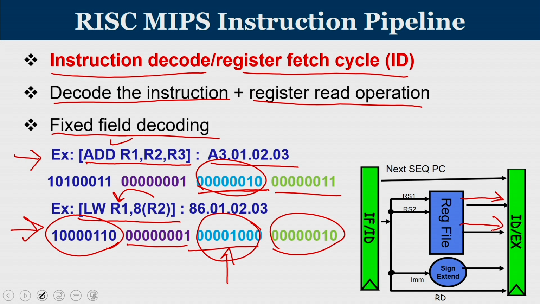Once we come to know that it is a load or a store operation, then a displacement value, a 16-bit displacement value is coming, as well as the name of a register is coming.